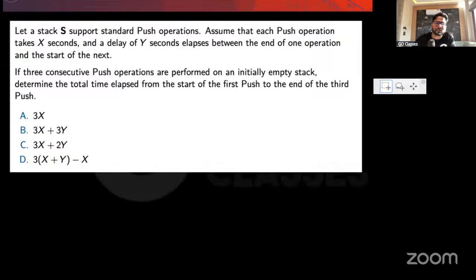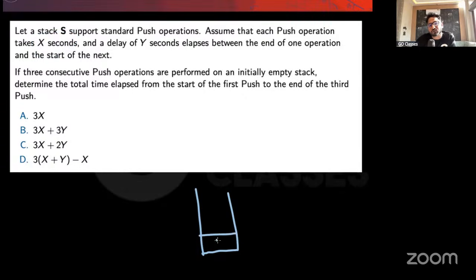They are saying, let's suppose there is a stack. In that stack, it is basically having push and pop operations only. Now, every push or every pop takes X seconds. But after any push or pop, you have to wait for Y seconds. So suppose you are pushing 1, then it will take X seconds. But then you have to wait for Y seconds. Then you can push 2. Then it will take again X seconds, then you have to wait for Y seconds, and so on.